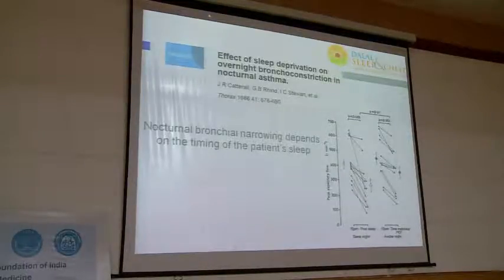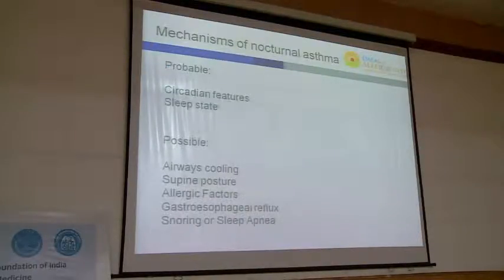It was the sleep which has the effect on the bronchial diameter, which causes bronchospasm, so there was a drop in peak expiratory flow rate when the patient was sleeping. But when all the asthmatic patients were kept awake, the drop in the peak expiratory flow rate was not that significant. So what explains it? Why does the patient have nocturnal asthma?